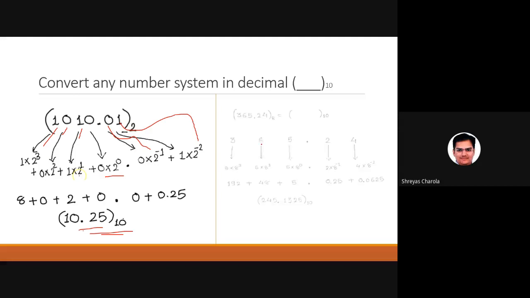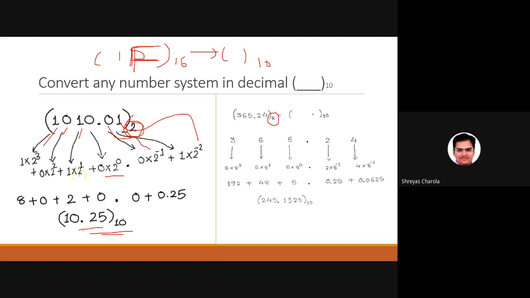Now, this number has already been converted. What I mean to say is, if it is octal instead of binary, you need to take 8 raised to. If it is binary, it's 2 raised to. If it is octal, then it's 8 raised to. What happens if it is hexadecimal, base 16, and then into decimal? That means you need to multiply with 16 raised to. So don't forget this. You can convert any number system into a decimal number system.